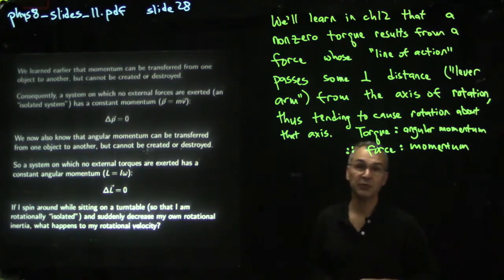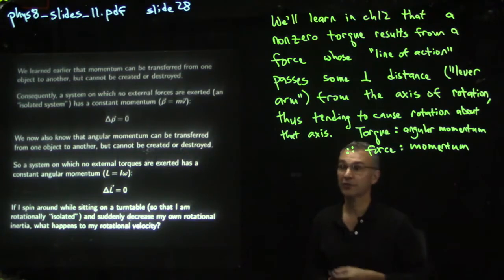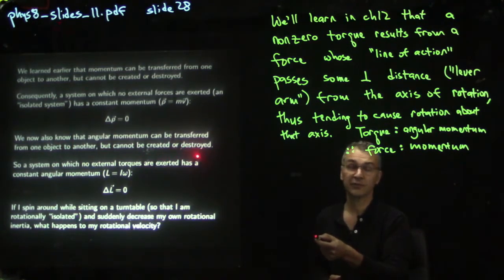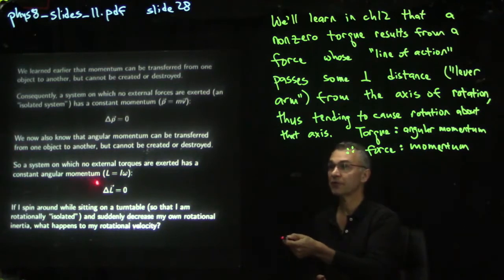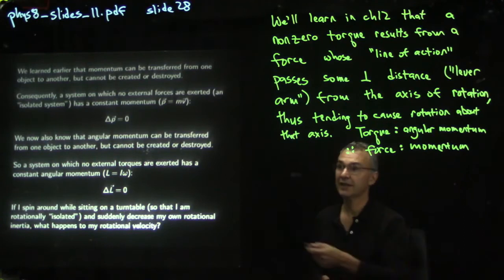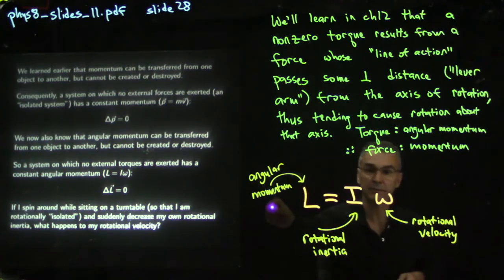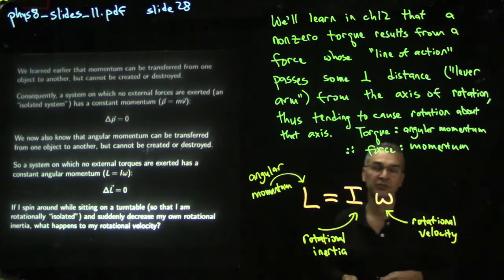Today we will learn that angular momentum can be transferred from one object to another, but angular momentum cannot be created or destroyed. So the conservation of angular momentum is as fundamental a result as the conservation of linear momentum or the conservation of energy. So a system on which no external torques are exerted has a constant angular momentum. And angular momentum is the product of rotational inertia times rotational velocity.